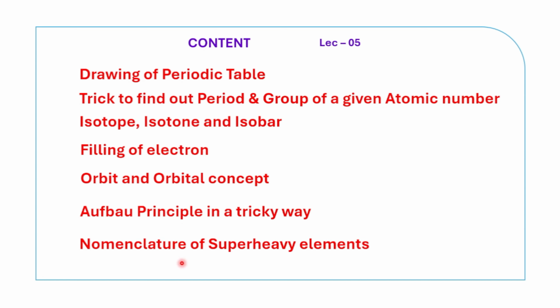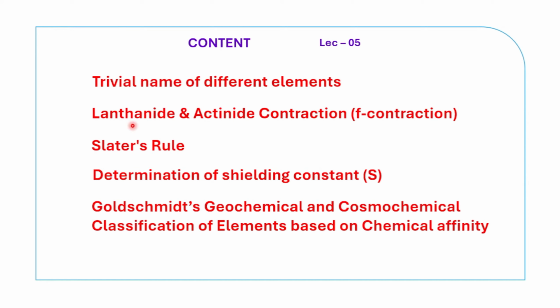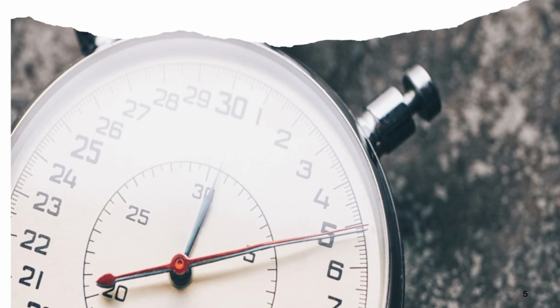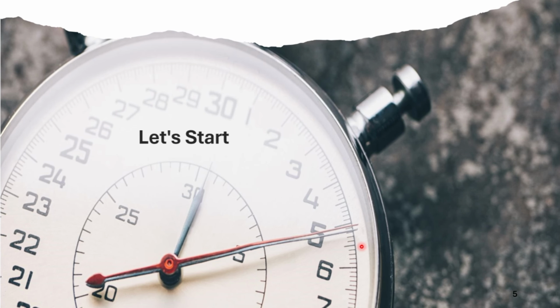Thereafter, we will discuss nomenclature of super heavy elements, trivial name of different elements, lanthanide and actinide contraction. After that, we will discuss Slater's rule and determination of shielding constant of electrons based on Slater's rule. And towards the end, we will discuss Goldschmidt's geochemical and cosmochemical classification of elements based on chemical affinity. So these many things we are going to cover in this video. So without wasting any time, let's start.